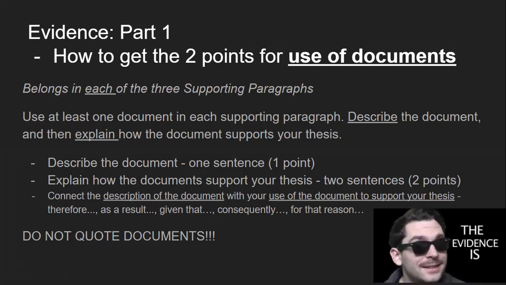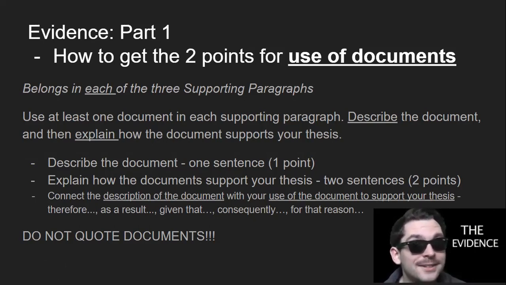Okay, so at this point, you've gotten 4 out of the 7 points, because you got a point for contextualization at the beginning of the intro paragraph. You got a point for the thesis at the end of the intro paragraph. And going through your next 3 paragraphs, your supporting paragraphs, you have described and explained every single document. So you've gotten those 2 points. So right now you're at 4 out of 4.